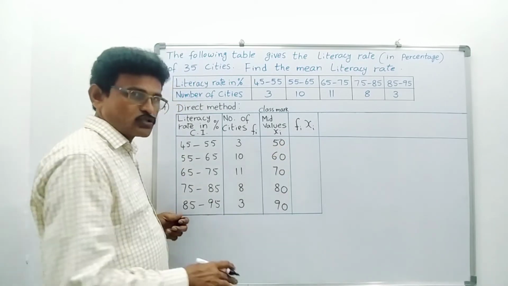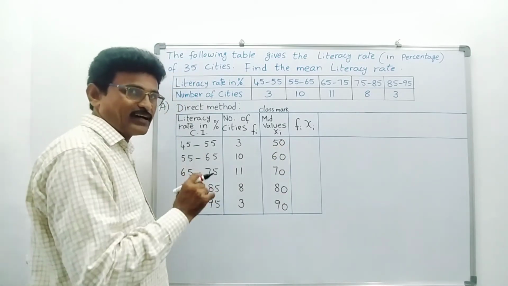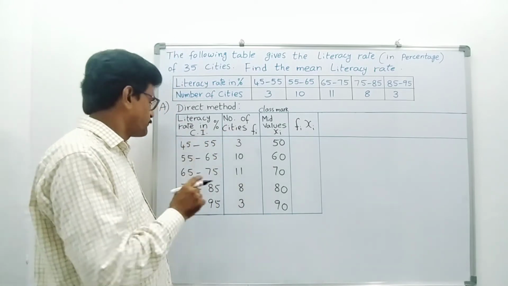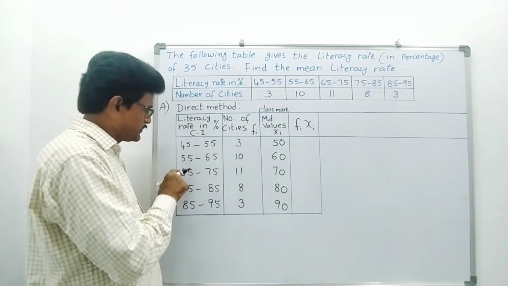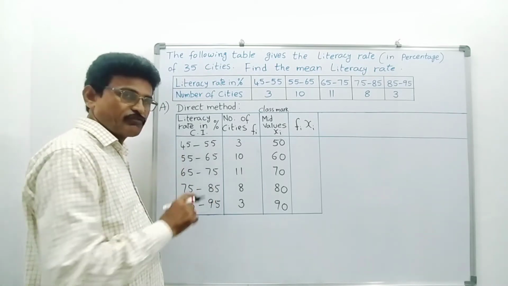How to write all these values very fast? You observe here, what is the class width, class size, or class length? Here you have to do like this: 55 minus 45, you will get 10. 75 minus 65, you will get 10.